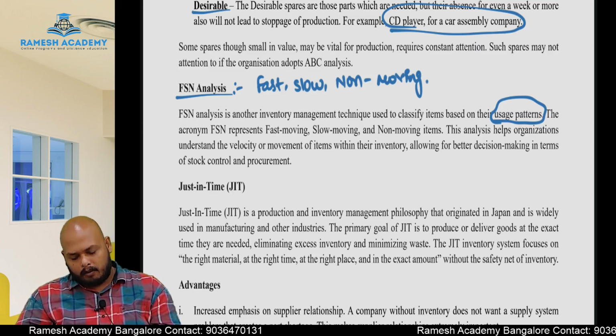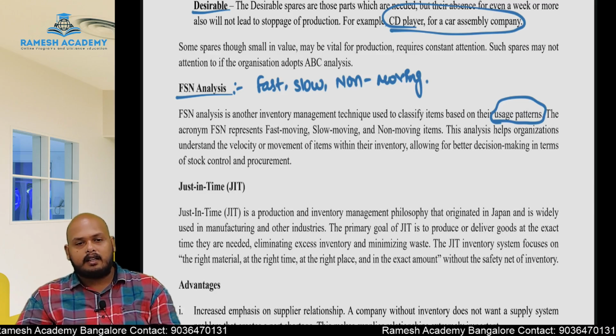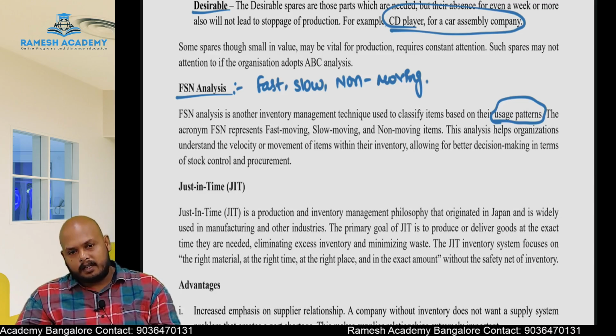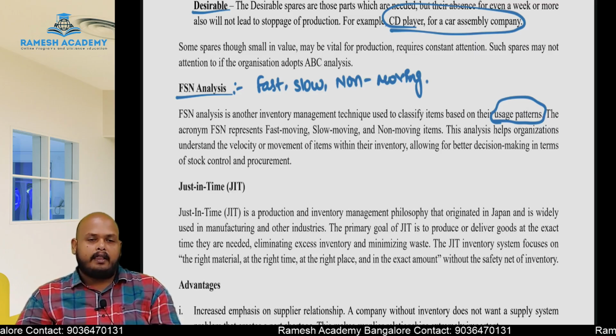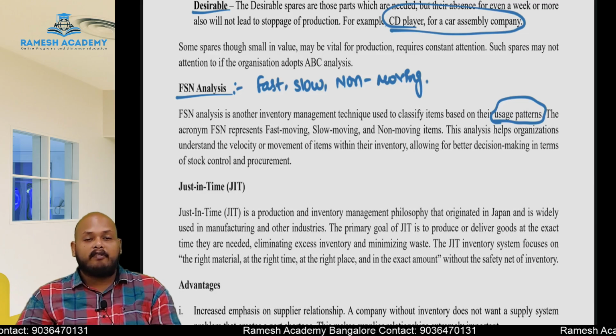Non-moving items, Nana. Non-moving items, we can take an example. When a new product is newly entered into the market and the product has become a big failure.